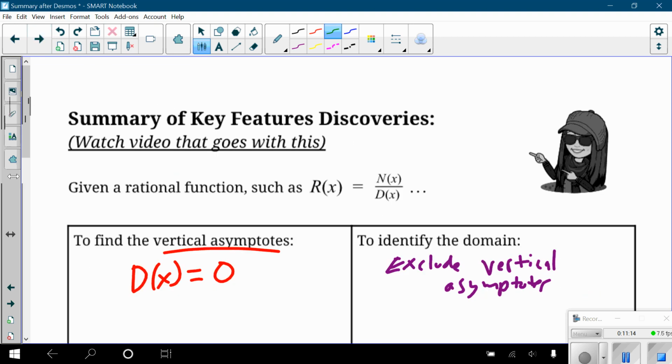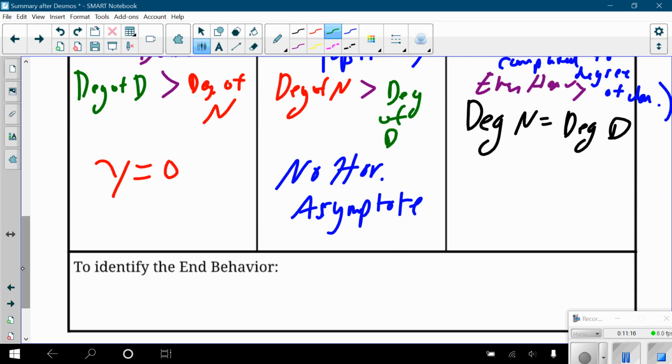Okay? I know it's a little complicated. We'll practice this a ton more, don't worry. I'm kind of just summarizing big ideas. So it's y equals the ratio of the leading coefficients.